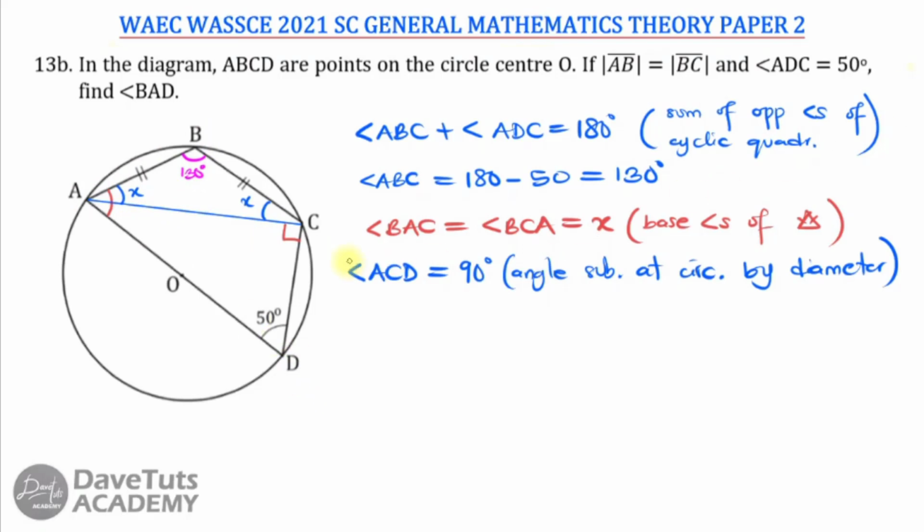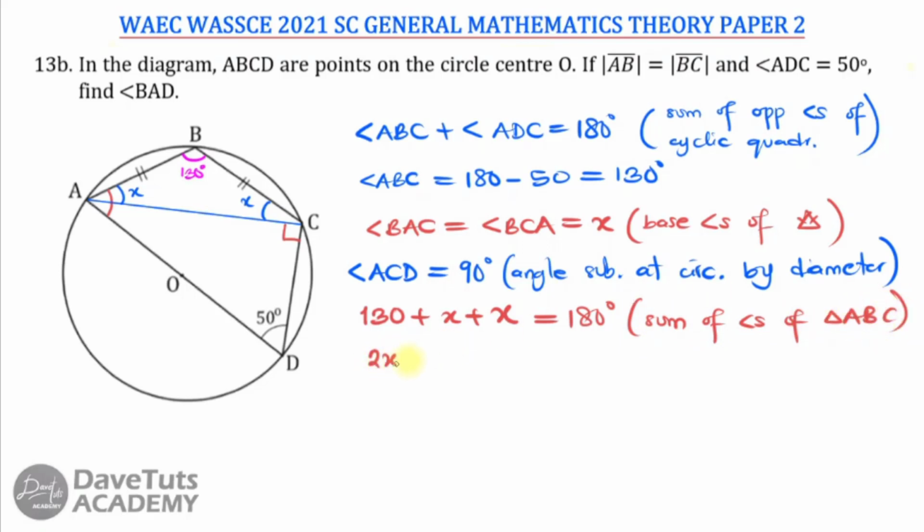So since I have gotten that, I can now say that 130 degrees plus angle X plus angle X, the three of them, are the angles of the triangle ABC, and the sum of angles of a triangle is 180 degrees. So I'm postulating this because they are the sum of angles of the triangle ABC, such that I will have 2x to be 180 minus 130, which is 50, and then x itself will be 50 over 2, and that will be 25 degrees. So x is 25 degrees, and that is good and fine.